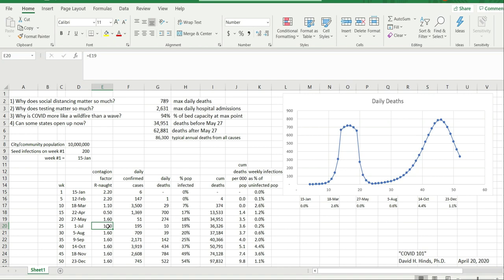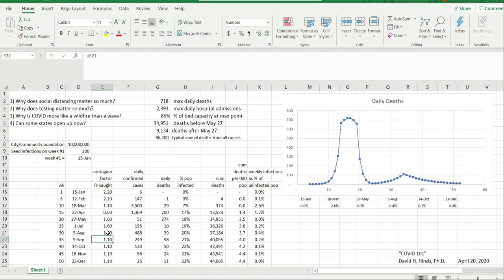if we've overshot. So in this case, let's say we did in New York City go to 1.6, whatever that means. It's not the full 2.2 that they were before. So it's still some distancing, but not as bad. So they go to 1.6, and then without testing, it takes until they start seeing deaths going up in August to say, oops, August 5th, we better cut back down. So we're going to come back down to 1.1. And you see what happens. It definitely flattened the curve. And now you have 9,134 deaths after May 27th for the rest of the year.